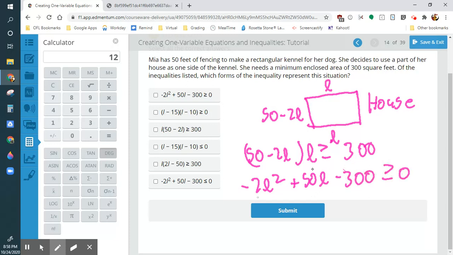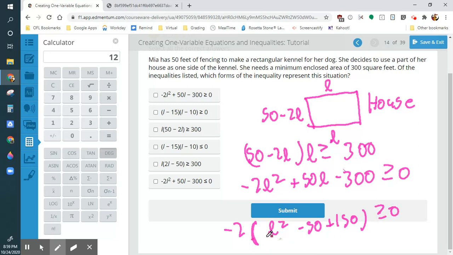I don't like this negative, so I'm going to factor it out. And I don't like that 2 either, so I'm factoring out that 2 all the same. So this is negative 50. I didn't make the mistake Edmentum did. I'm factoring out that positive. And this is going to be plus 150. And we're going to end up getting this greater than or equal to 0.